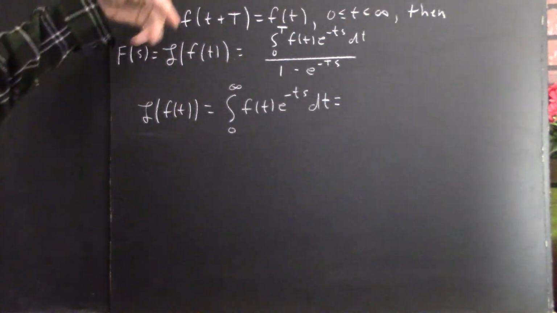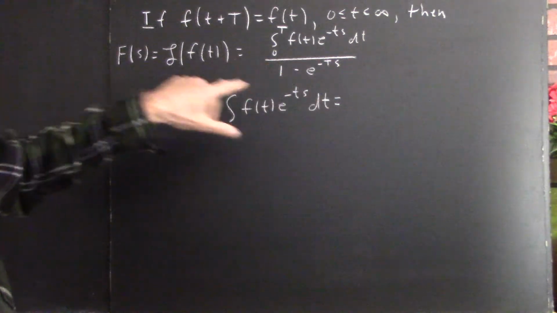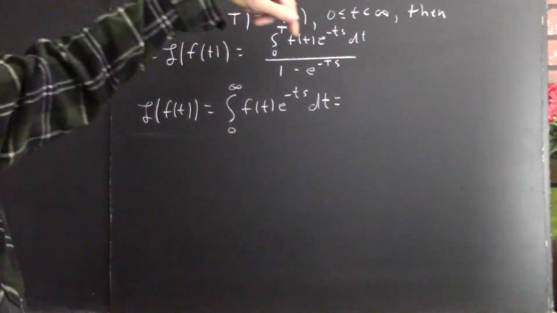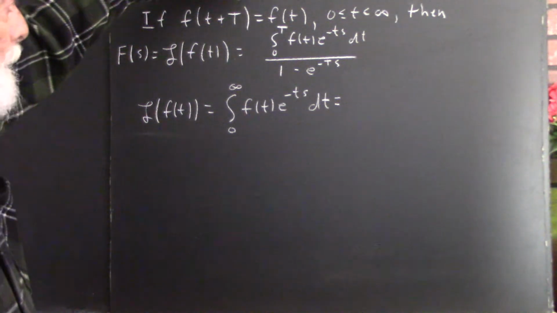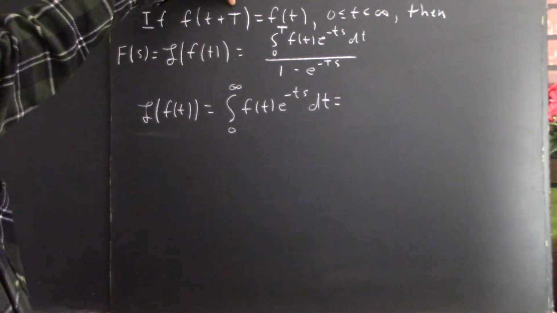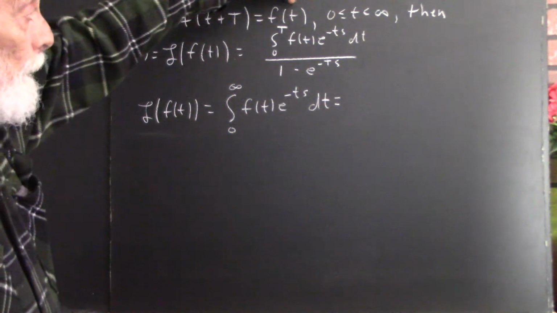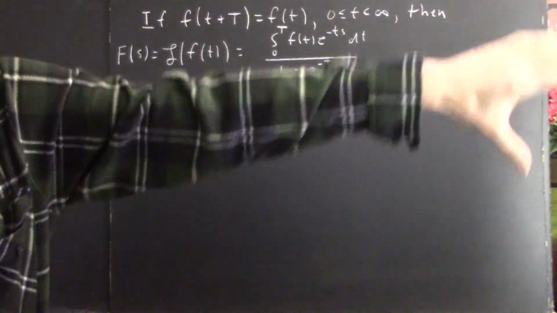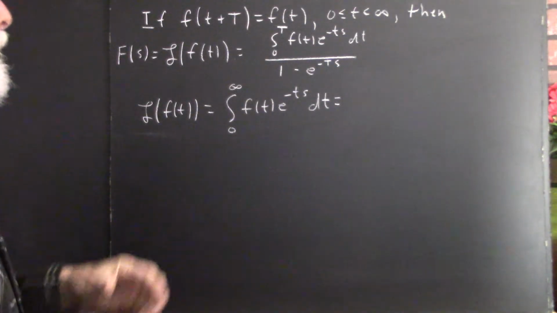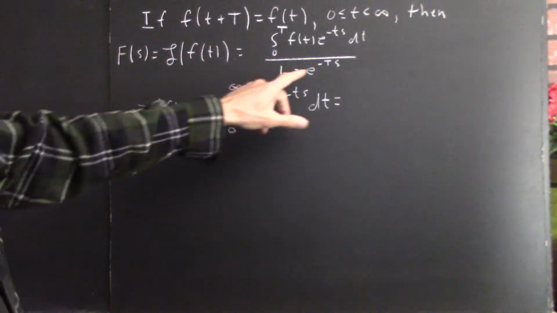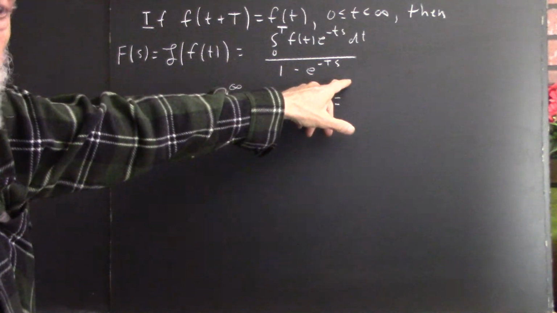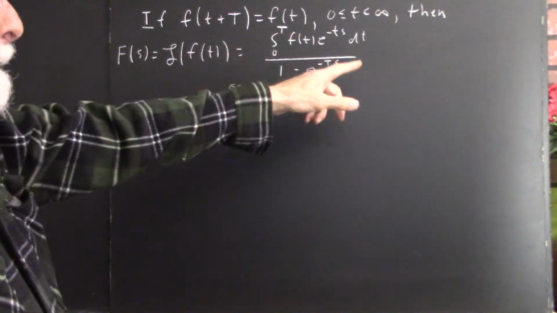Okay, we want to go ahead and find this formula for the transform of a periodic function. So if f of t plus capital T, T being the period, equals f of t for all t from 0 to infinity, then what's the Laplace transform? Well, the Laplace transform we're going to say is equal to this. We want to prove it. How do we prove it?